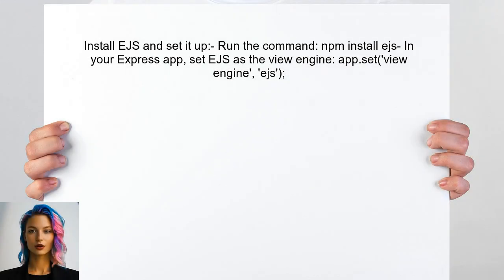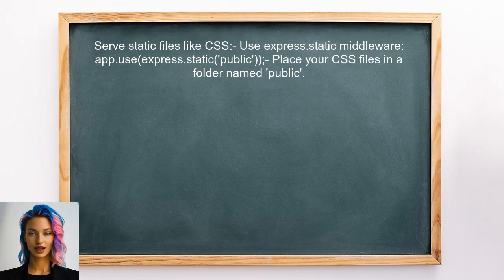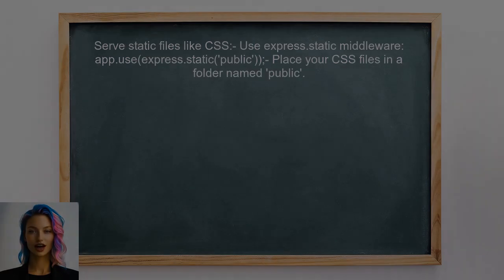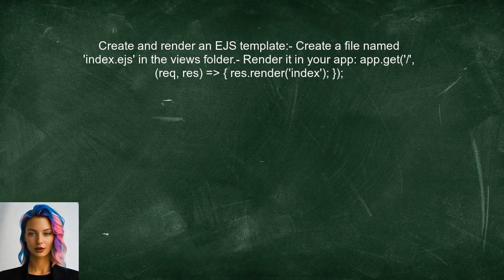Now, to load the EJS template engine and CSS automatically, the user needs to install EJS and set it up in their Express application. This can be done with a simple command. Additionally, the user should ensure that their static files, like CSS, are served correctly. This can be done by using the express.static middleware. Finally, the user can create a basic EJS template and render it in their Express application. This will allow them to see the results in their browser.